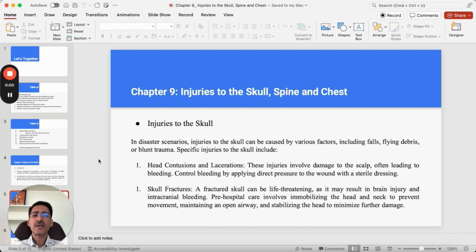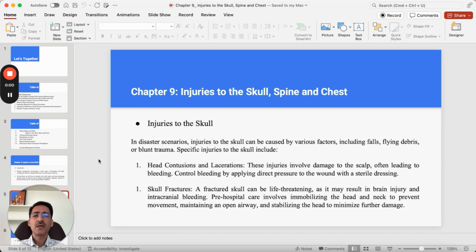In disaster scenarios, injuries to the skull can be caused by various factors, including falls, flying debris, or blunt trauma. Specific injuries to the skull include head contusions and lacerations. These injuries involve damage to the scalp, often leading to bleeding. Control bleeding by applying direct pressure to the wound with a sterile dressing.